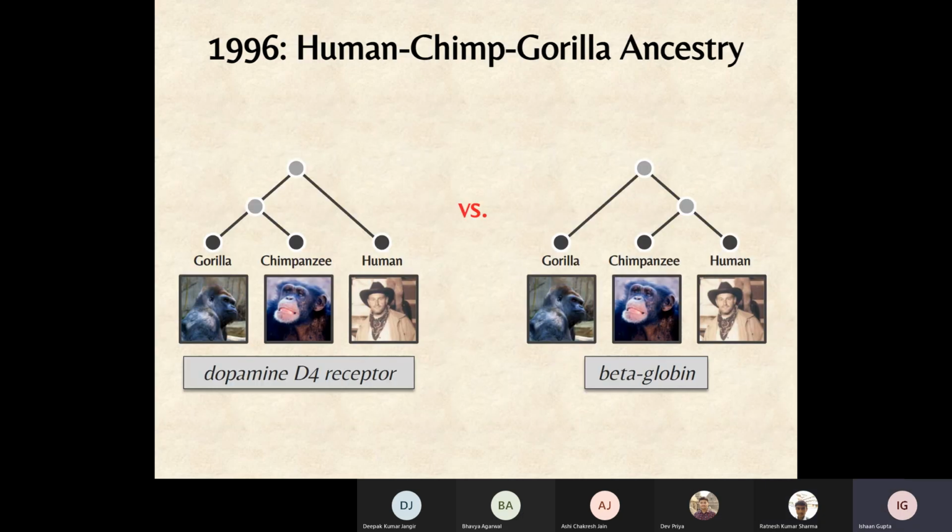So now the other thing that I was saying about the beta globin gene. This was a hemoglobin gene, a specific part of hemoglobin called beta globin. If we look at the ancestry for beta globin, this is the kind of ancestry we get: we are more similar to chimpanzees than we are to gorillas. But if you talk about the dopamine D4 receptor, the receptor in the brain which gives us signals about happiness, in this case we are actually much more different from gorillas and chimpanzees.